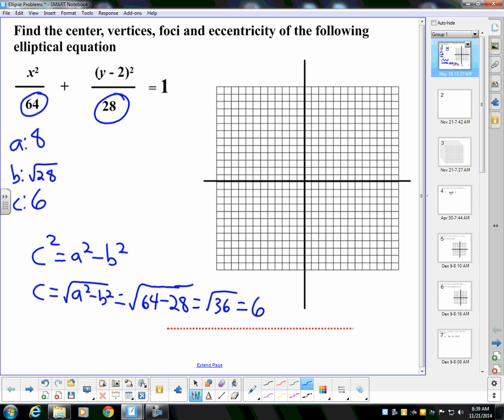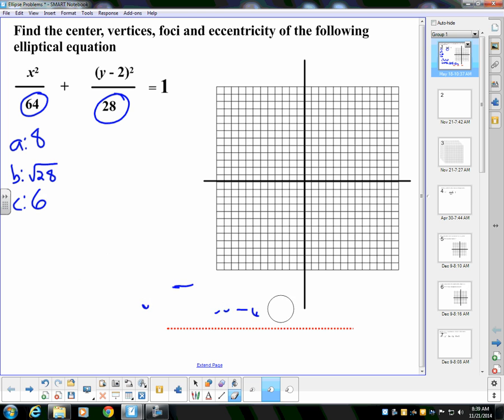Now, if you're working through this and you want to copy stuff down, I would stop the recording right now and copy this down, because I'm about to erase all this C squared stuff here. Okay, so now we've identified A, B, and C.